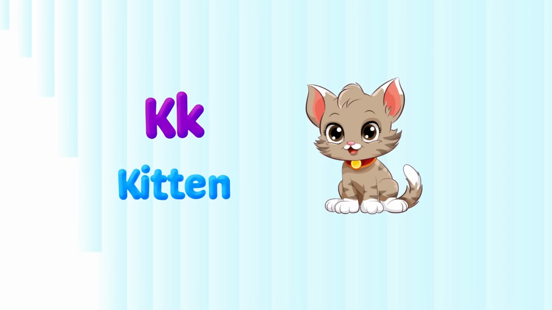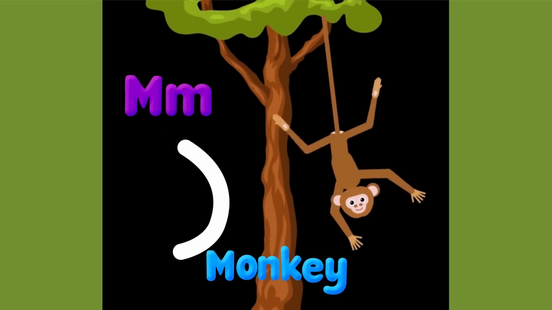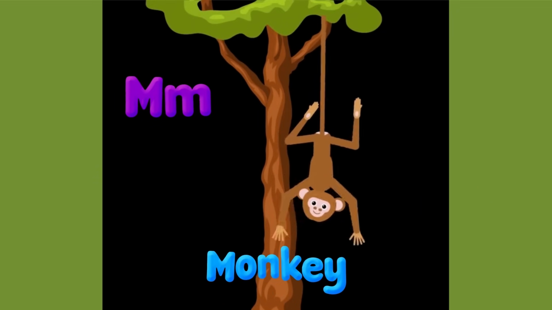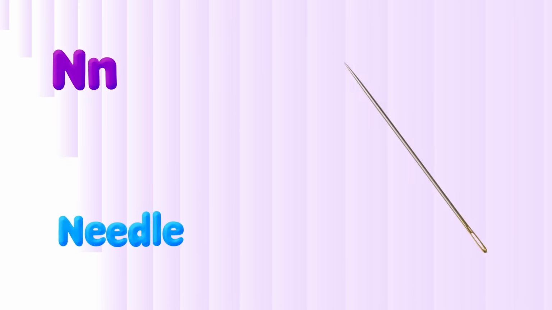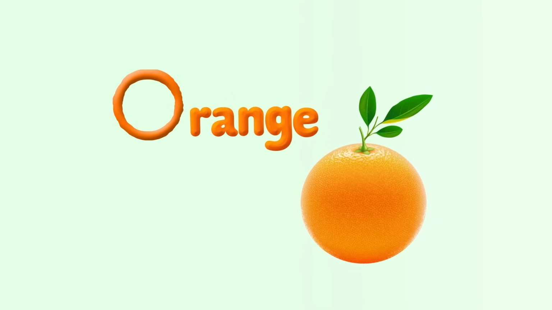K is for kitten. L is for lemon. M is for monkey. N is for needle. O is for orange.